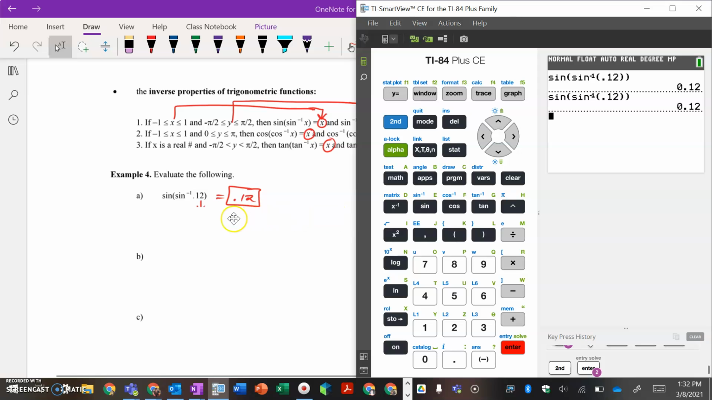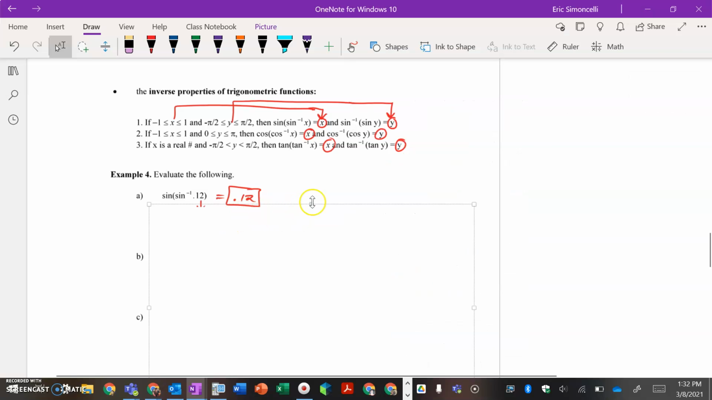The reason the answer is just that in both instances is that you're finding what angle has a y coordinate of 0.12, and then you're asking what the sine of that angle is. Well, in this particular case, because it falls between -1 and 1, which is good, the answer just ends up being the ratio in question. So you start and end with the same value, as it states here. The answer is just x.